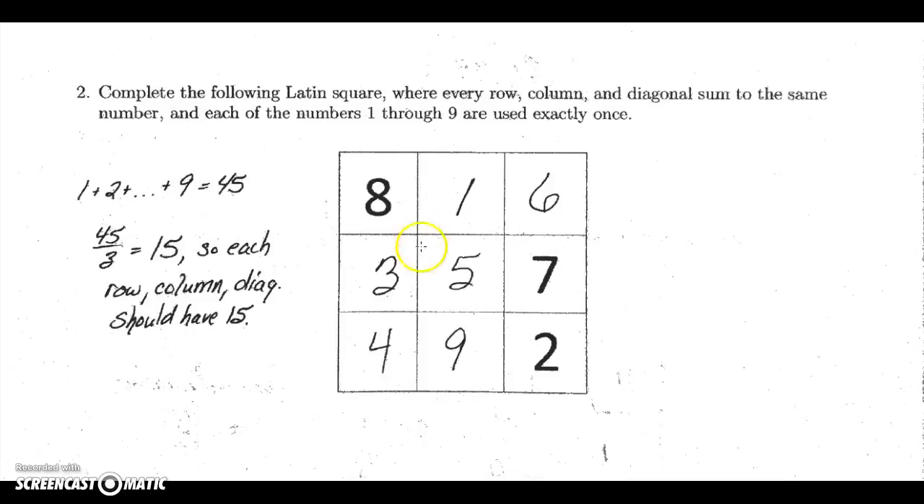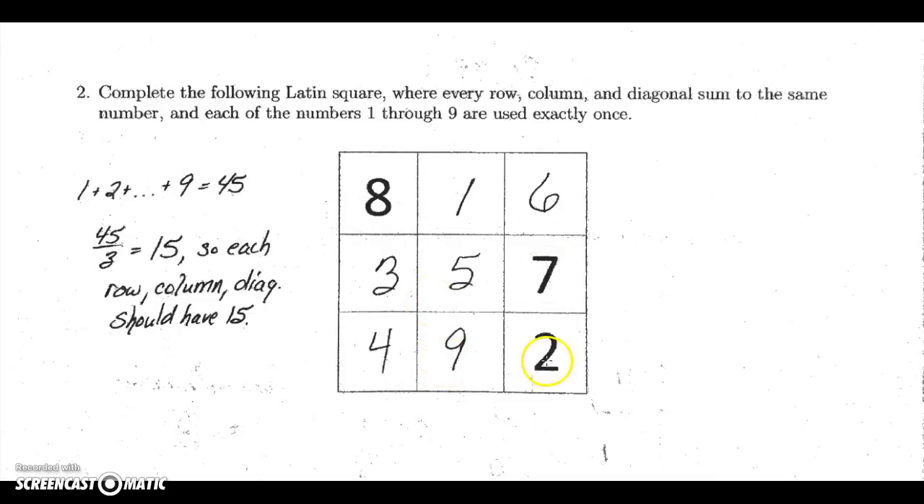Second one, so we know we're using the numbers 1 through 9. If we add those numbers up, we get a total of 45. That's going to be the total amount in all of these boxes, meaning that each row, since it all has the same amount, will have to have 15. If there's 45 total and 3 rows, each row will have 15.